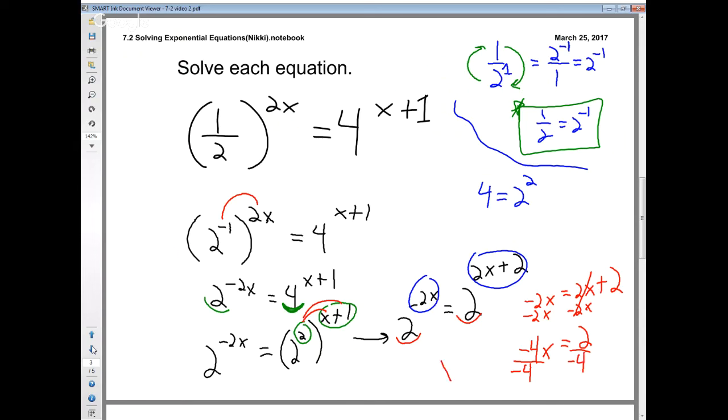So final answer, x is equal to 2 over negative 4, which reduces to negative 1/2. And voila, we have our final answer. And again, you can always double check by plugging it back into the original equation. But I'm going to have you guys do that on your own.